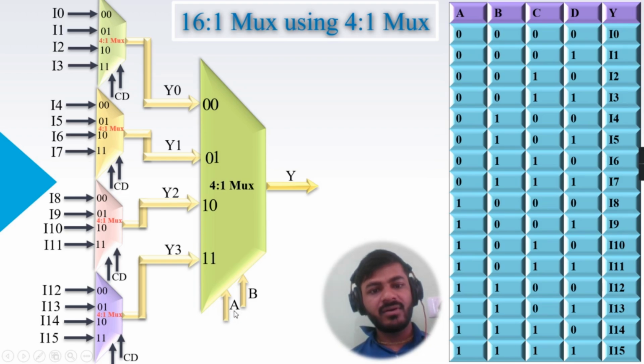Similarly, if select lines A and B are 0 0 and select lines C and D are 0 1, then I1 will be routed to the Y. If select lines A and B are 0 1 and select lines C and D are 0 0, then I4 will be routed to the output Y. Okay, so this is how we can implement 16 is to 1 mux by using 4 is to 1 mux.